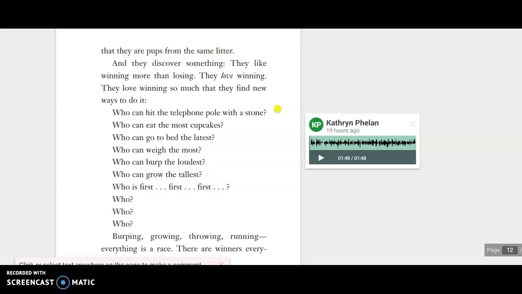Notice, these aren't actually races. These are like who won the most. I'm going to go ahead.